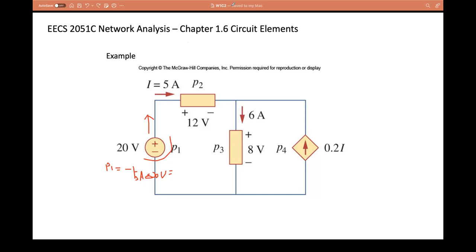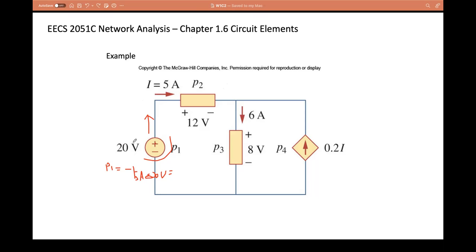Okay. Ooh, somebody says something in the chat. Okay, yes, you can understand supplying as negative, receiving as positive. That's one way to understand this.